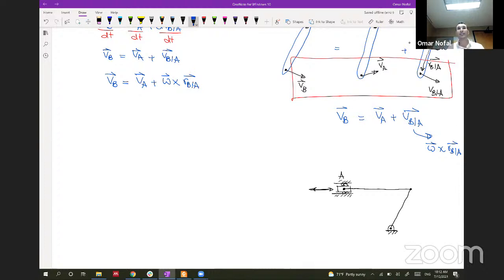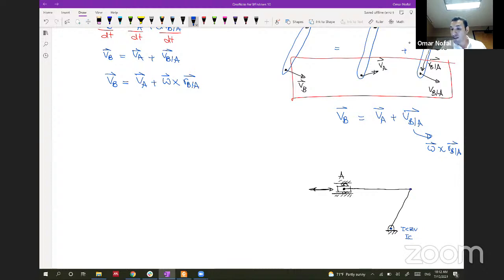But as it's permanent, it can also be called instantaneous. I mean, at the instant that we are studying this body, it has zero velocity. So we can call this an instantaneous center of zero velocity. You can call it ICZV or IC, instantaneous center. So the velocity here is zero.